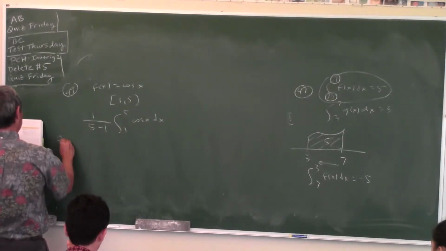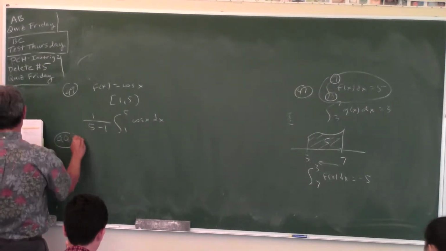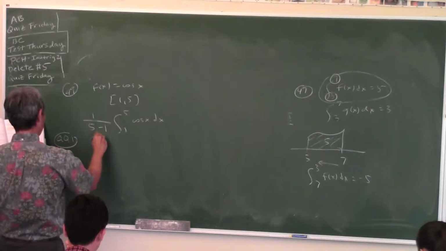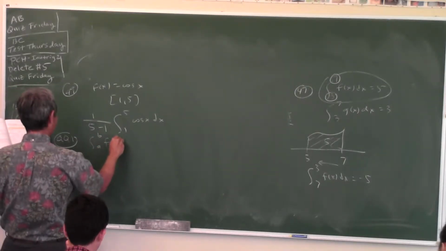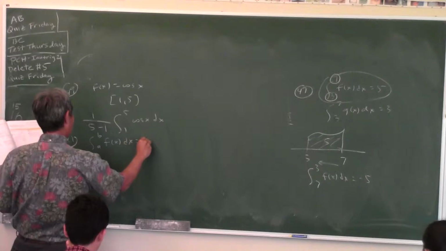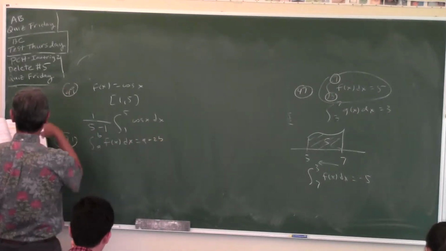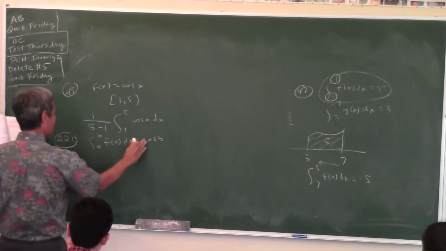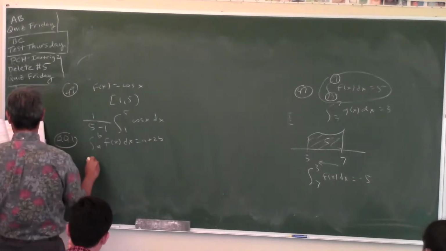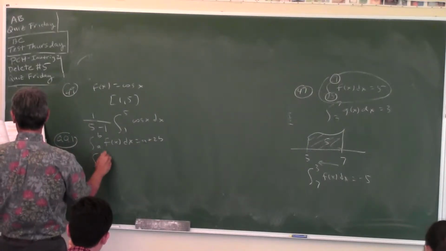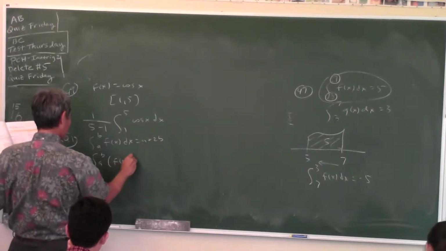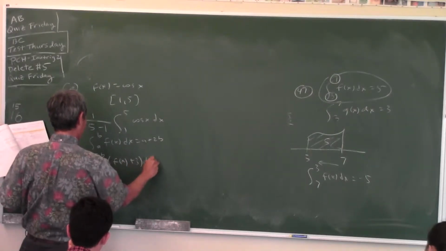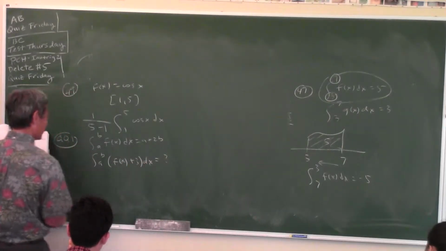QQ1. It says if the integral from a to b of f of x dx is equal to a plus 2b, this is just like the one I gave you yesterday. In fact, I recognize this problem. This was on the AP exam about 7 years ago. Then the integral from a to b of f of x plus 3 dx equals what?